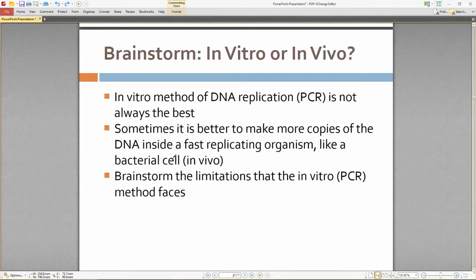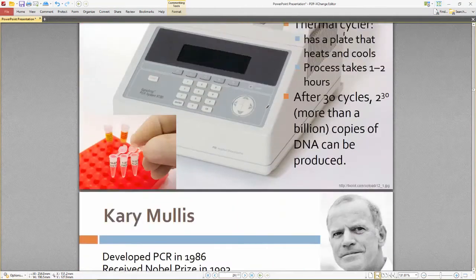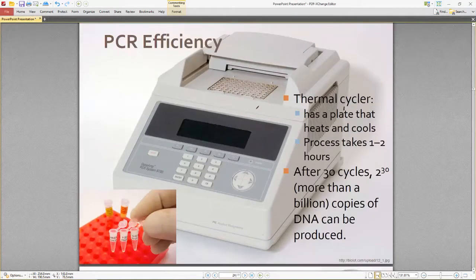All right, so now you've just learned of in vitro. You already learned in vivo DNA replication. So we can brainstorm some pros and cons of each method. So the in vitro method of DNA replication, or PCR, is not always the best way. Because right now, you guys have just basically learned the pros of in vitro DNA replication.